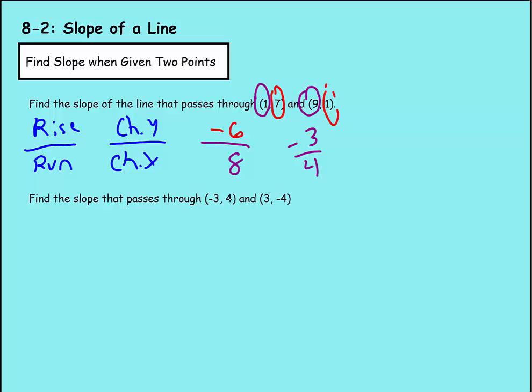Now we have negative 3, 4, and 3, negative 4. So let's look for the change of y. We have positive 4 down to negative 4. That's a drop of 4 to 0, then 4 down to negative 4, so that means a drop of 8. Then my x's go from negative 3 to positive 3. That's an increase of 6. I could also simplify this. This would turn into negative 4 over 3. And I usually like to keep these as improper fractions because it tells me the rise and run perfectly.